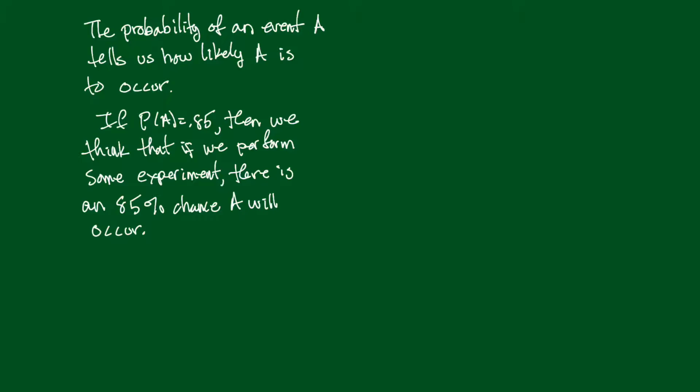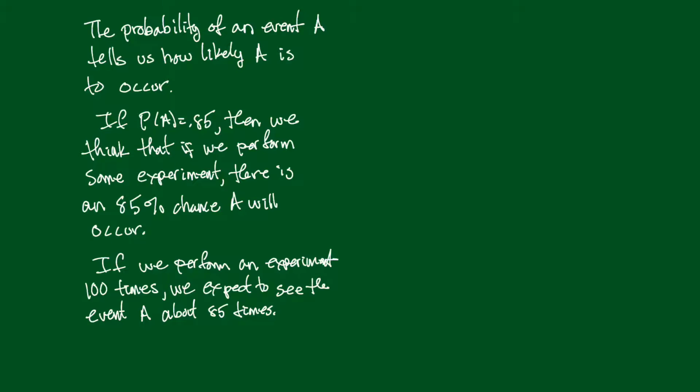So if we say that the probability of some event A is 0.85, what we're thinking is that if we perform the experiment, there's an 85% chance that A will occur. Or another way of looking at it is, if we perform an experiment, say 100 times, then we expect to see the event A about 85 of those 100 times.